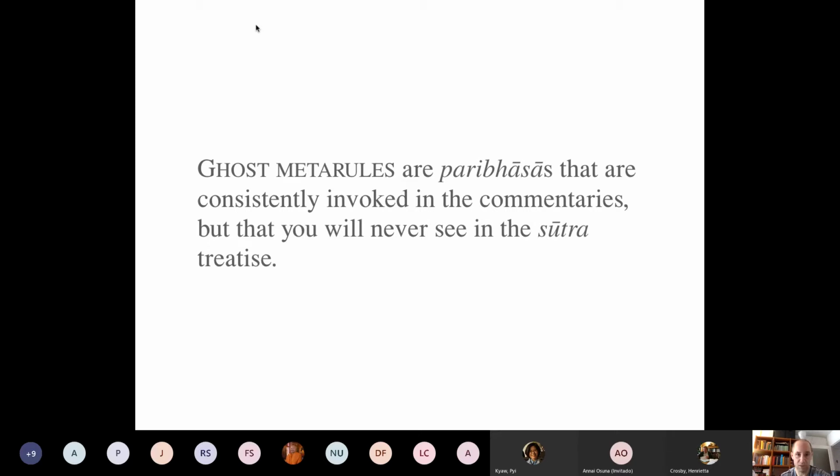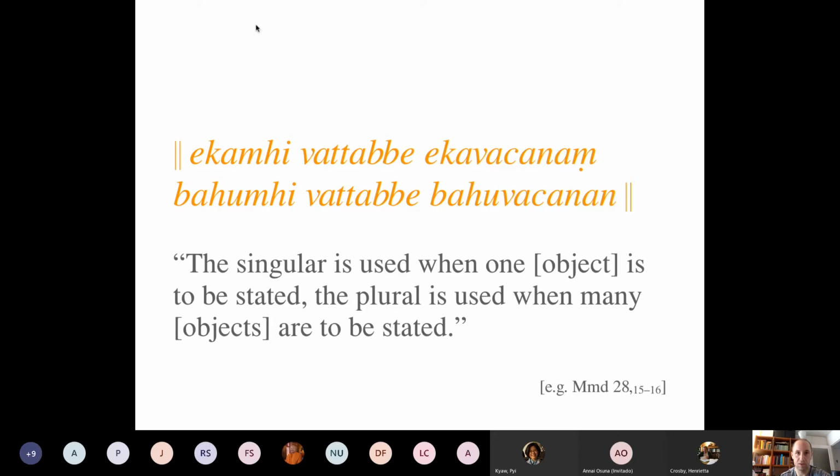They are never explicitly stated in the Kaccāyana itself. For instance, one of these ghost rules, you see below the reference to the Mukhamatta Dipani. In the handout for today that you will find on Google Drive, there is a link, and you can actually download this Burmese edition of the Mukhamatta Dipani. On page 28, lines 15 and 16, you can see one example of this ghost method rule.